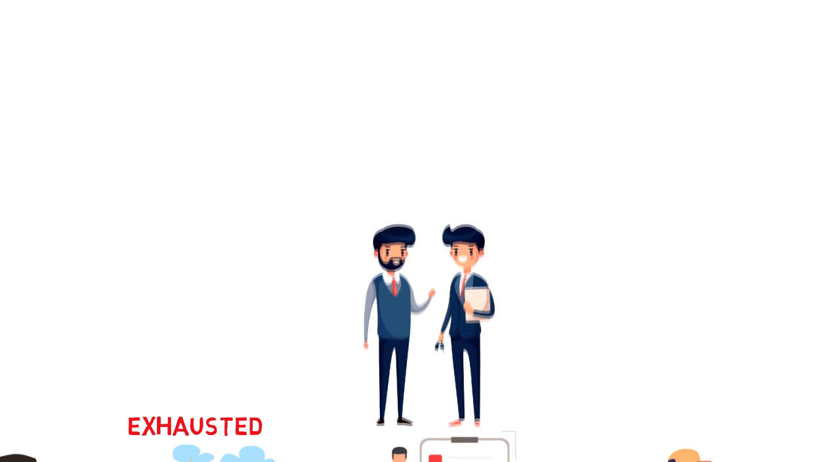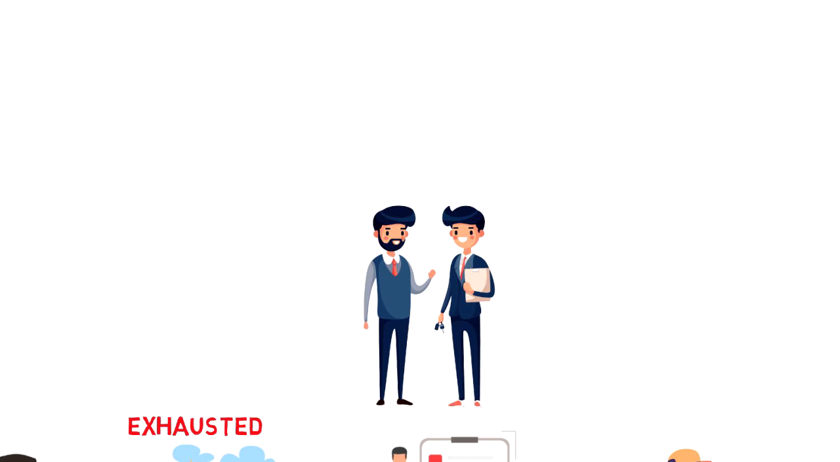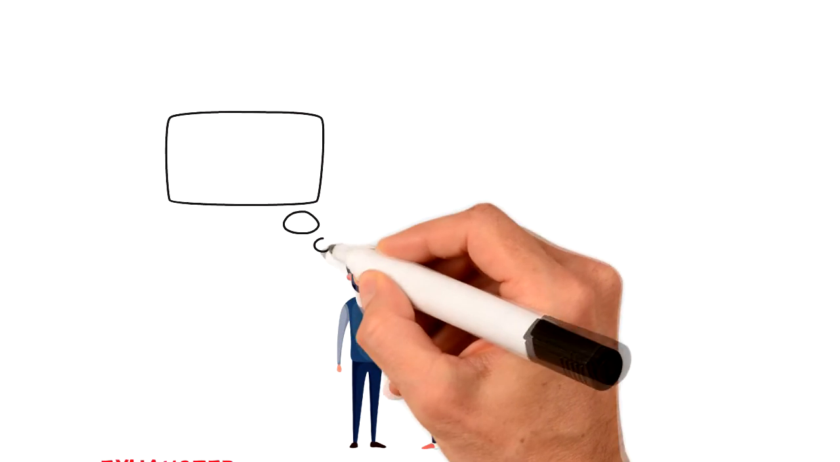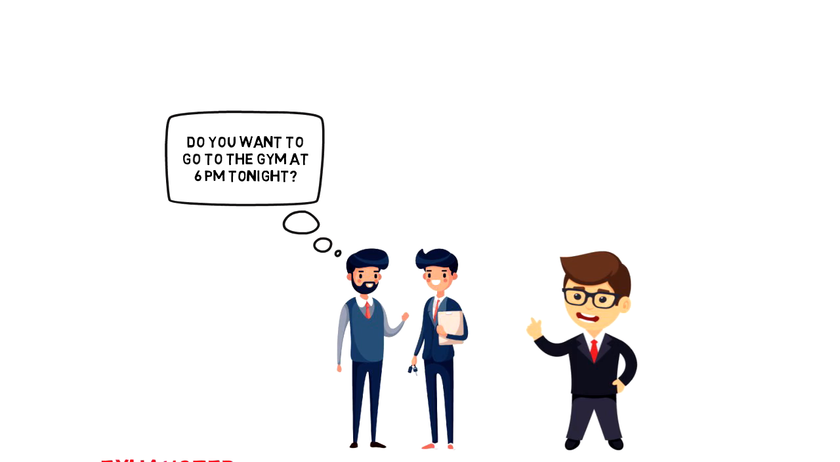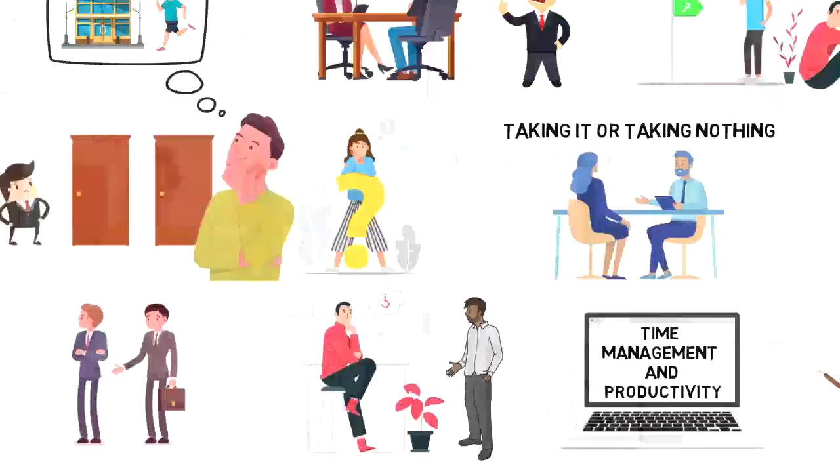Giving Hobson's choice to other people is also a great strategy if you want to get a direct answer. For example, you might be asking your friend the following question: do you want to go to the gym at 6 p.m. tonight? This will simplify the other person's decision making, as they will know exactly what you want and what they are committing to.